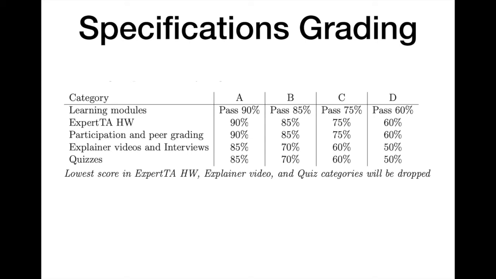Let's take a look at how each of these categories contributes to your overall grade. One of the main benefits of specifications grading is that I can set an appropriate standard for different categories. So for instance, learning modules, the expert TA homework, and participation have somewhat of a high standard for each letter grade, because those are things that either are more participation based or where you have lots of attempts to get things right. Right, so that's mainly graded on, did you take the time to thoughtfully complete everything?